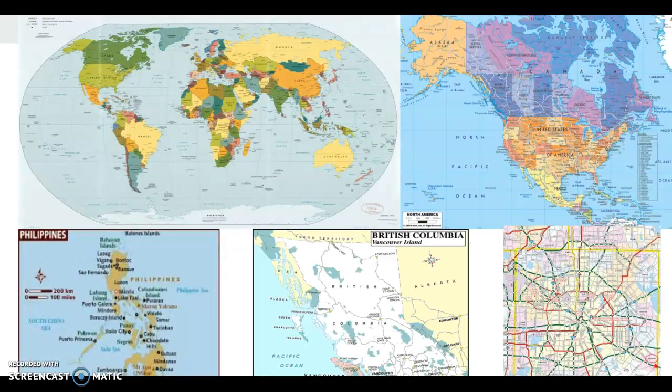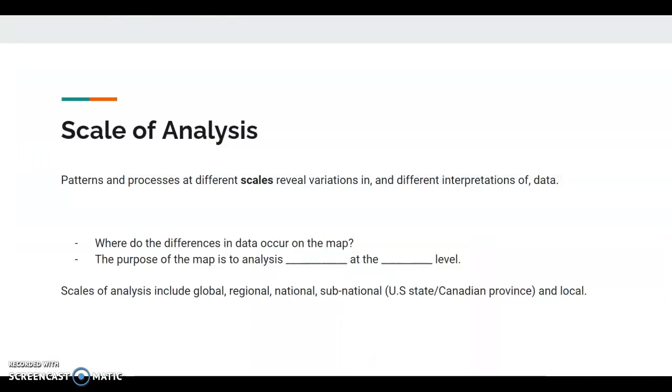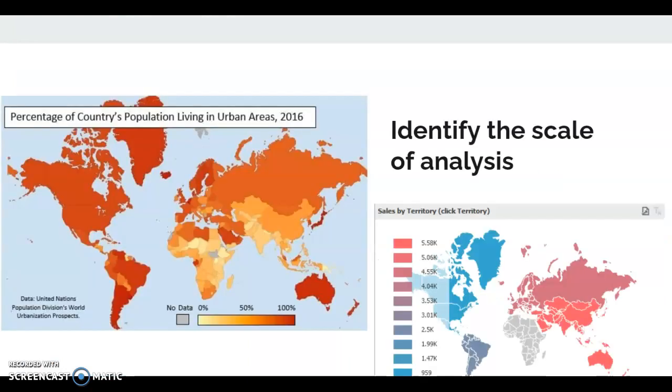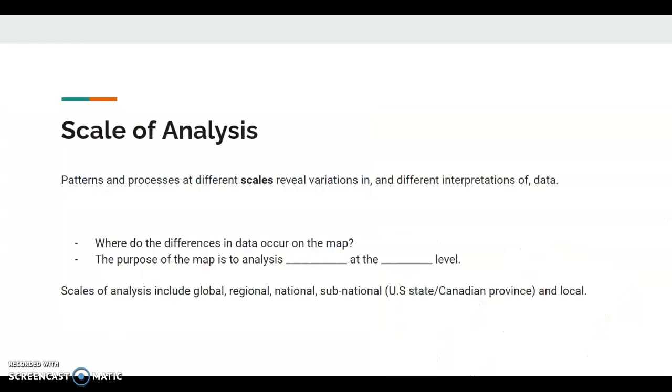All right, the last term is a little bit tricky and throws a wrench into some things. But frequently in here, we will be looking at maps that are going to confer data to us. And we are going to be using these maps to analyze things, right? So for this one, we're looking at the percentage of the country's population living in urban areas. And we can see the data is different for different countries across the world. So the term scale of analysis essentially reveals differences in data. So scale of analysis is the term that essentially means where do the differences in data occur on the map?